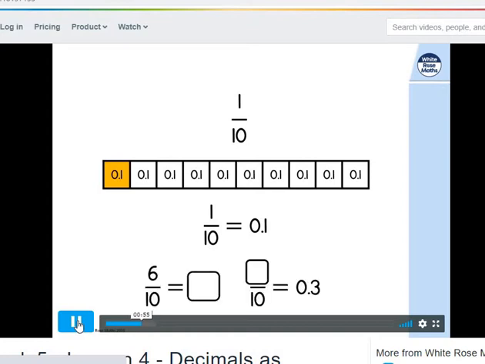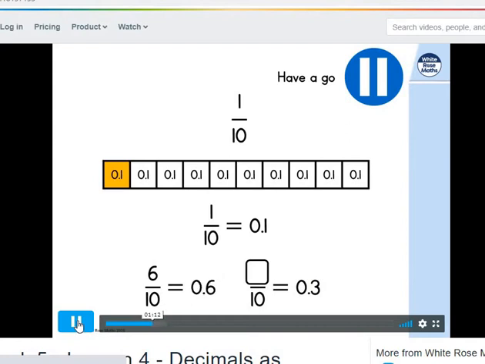If 1/10 is equal to 0.1, what would 6/10 be, and what would 0.3 be equivalent to in terms of tenths? Pause the video. What would those two values be? Okay, 6/10 would be equivalent to 0.6, and 0.3 is equivalent to 3/10.